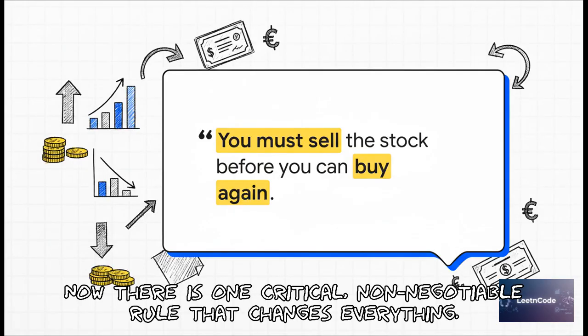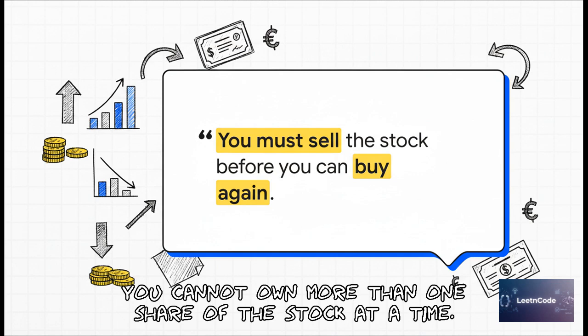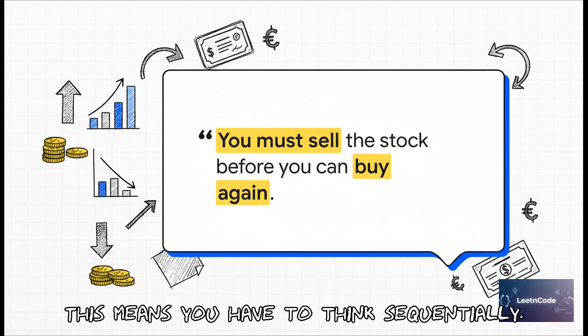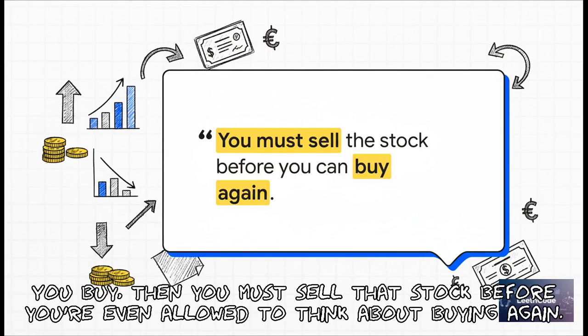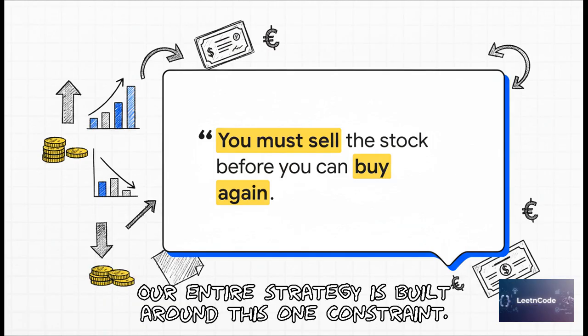So K buys and K sells. Now there is one critical, non-negotiable rule that changes everything. You cannot own more than 1 share of the stock at a time. This means you have to think sequentially. You buy, then you must sell that stock before you're even allowed to think about buying again. Our entire strategy is built around this one constraint.